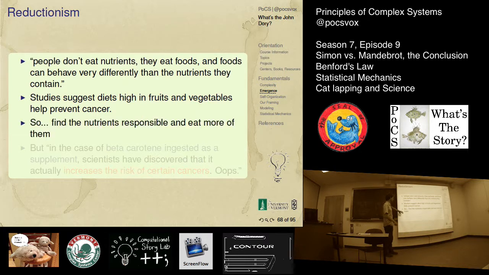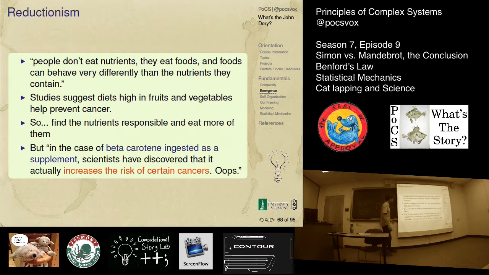So fair enough, you do this. That sounds good. So you find the nutrients responsible, get them out of the food, and then you take vitamins, right, and that sort of thing, or you distill it and put it into a shake or something. So beta carotene is a good example, but if you just pump that in, you're going to increase cancer in certain ways. So it's really hard for us.